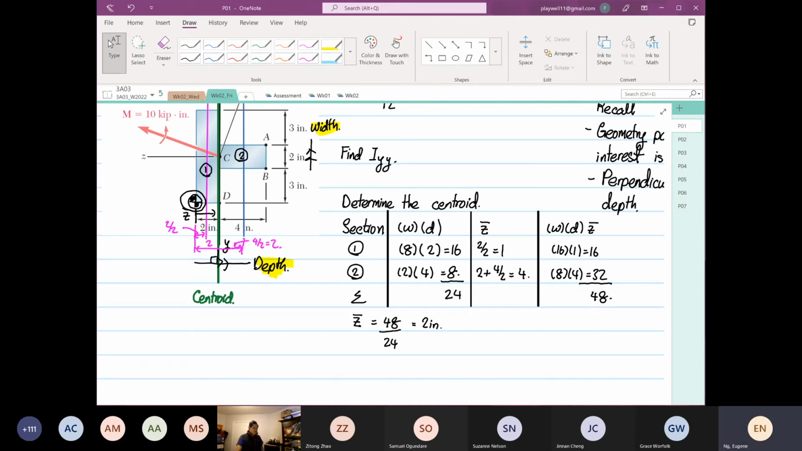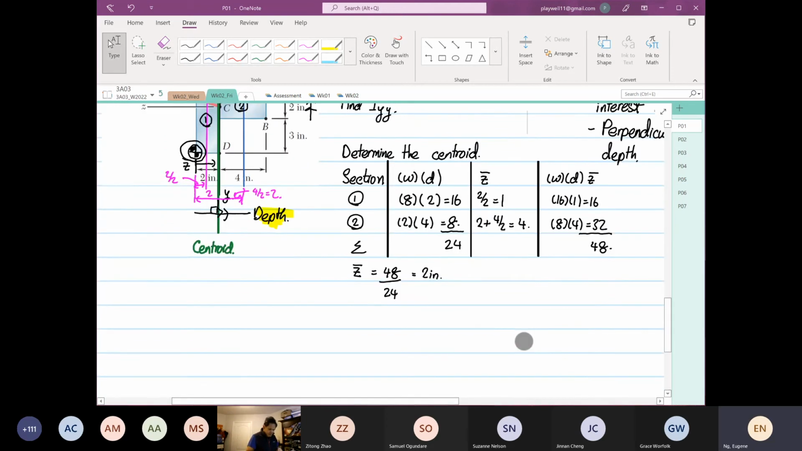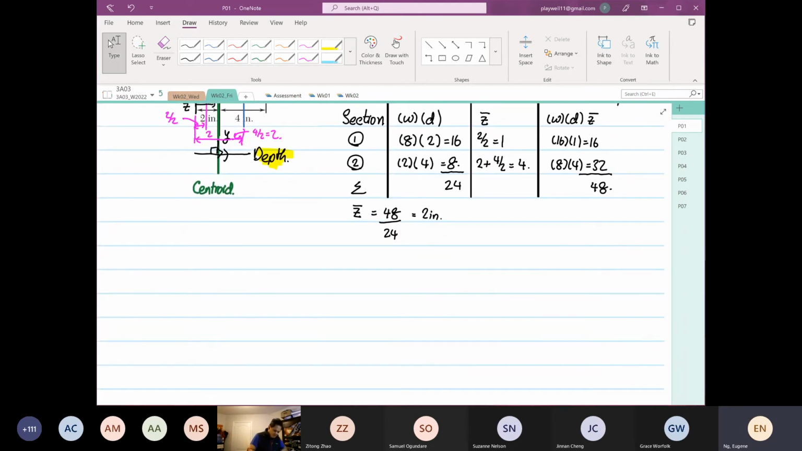Then the next one is we are going to find IZZ1. I'm going to show you a technique. This technique that I have devised is by looking at the table, not necessarily at the geometry of the part, not the geometry of the member we are analyzing. So I'm looking at the table now.